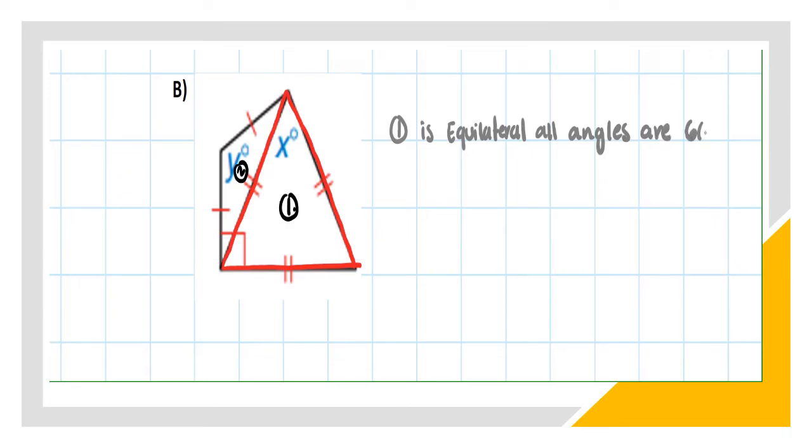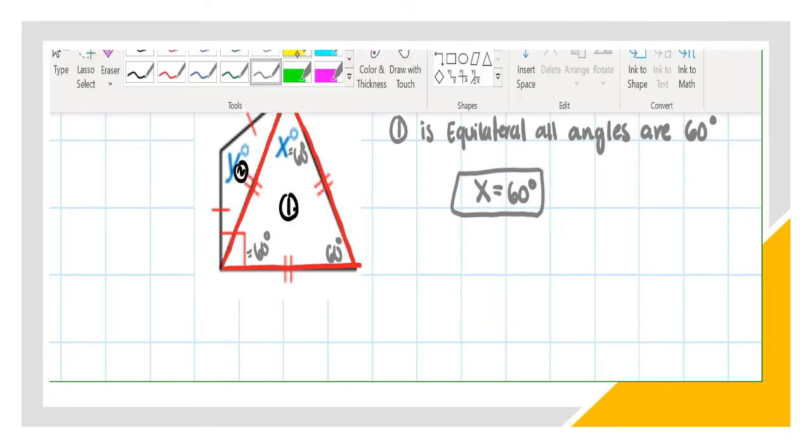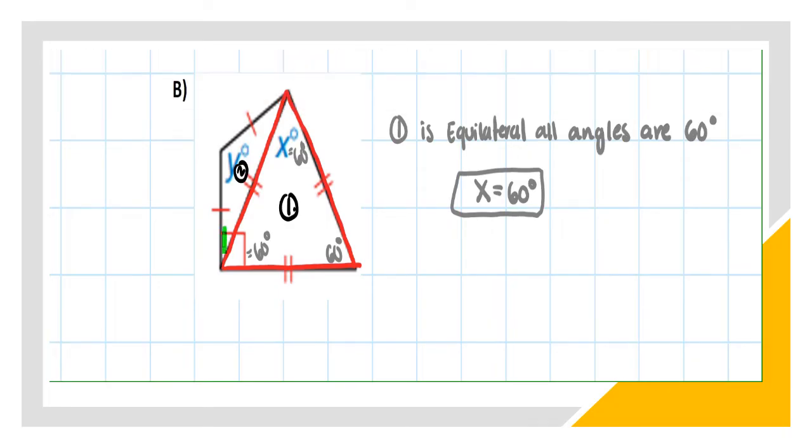For triangle 1, we know it's equilateral since each of the sides has 2 marks. That means they're all the same, all the sides are congruent. And I'm looking for an angle: x is an angle. That means that x equals 60, since in an equilateral triangle, all the angles are 60 degrees, since they need to add up to 180.